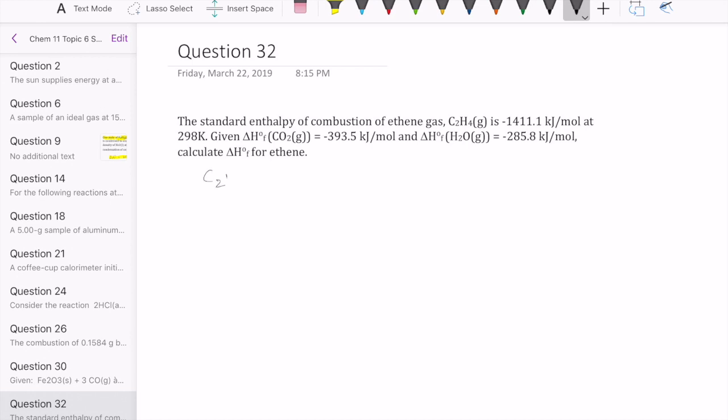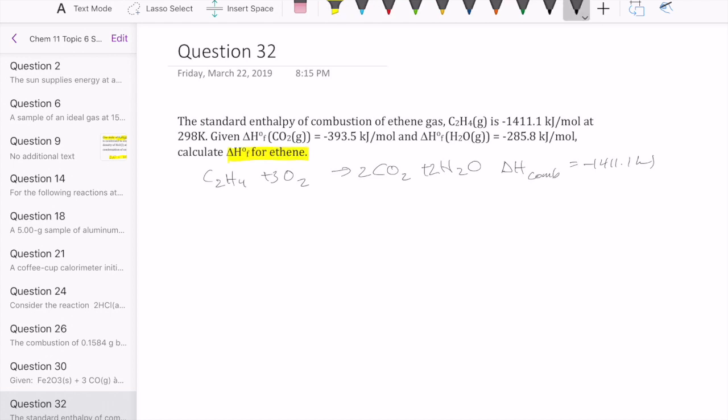So the combustion reaction, as you remember, is just something like that, and then it produces CO2 and H2O since this is a hydrocarbon that's being combusted. And the enthalpy of combustion is this value right here, negative 1411.1. Now you can balance the equation. So that's your enthalpy of combustion. Now they ask you for the enthalpy of formation of ethene.